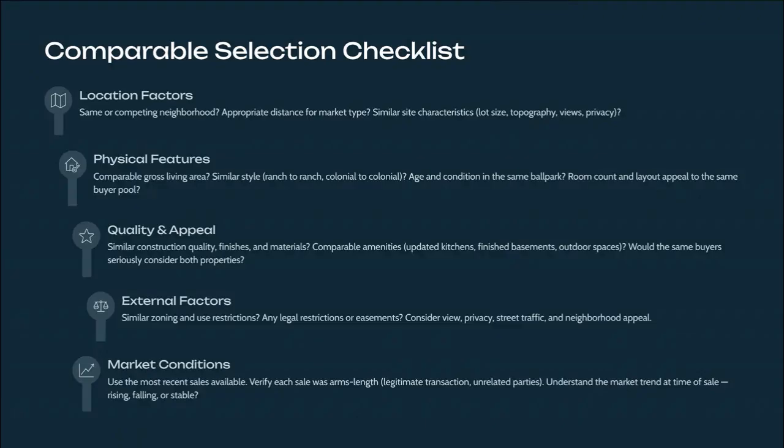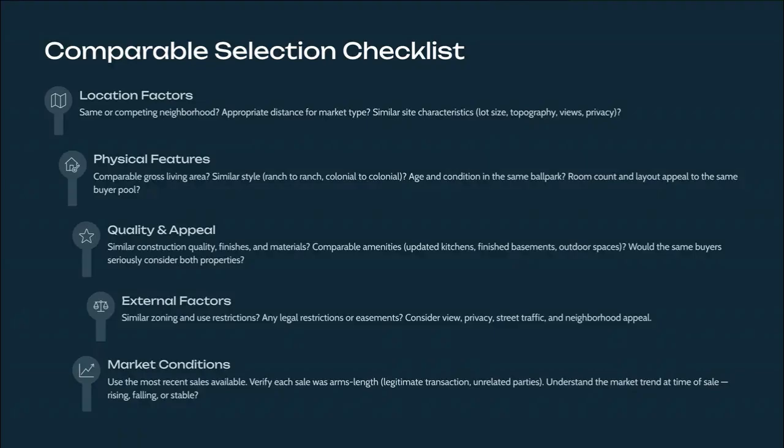The Comparable Selection Checklist provides a systematic framework for evaluating potential comparable sales. Let's walk through each element to ensure you're conducting thorough, consistent analyses. First, verify the sale is arm's length and reflects market value. Check for relationships between buyer and seller.